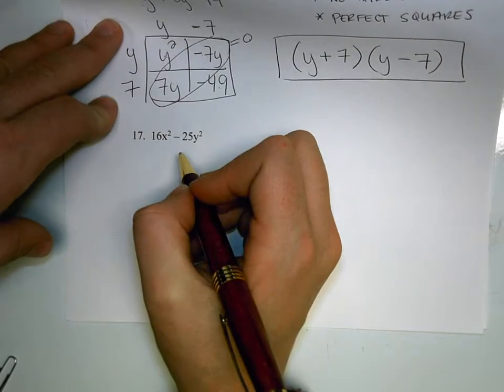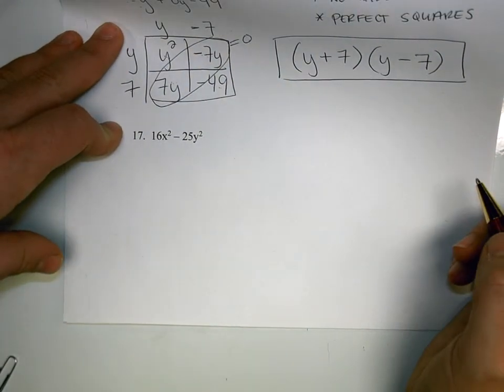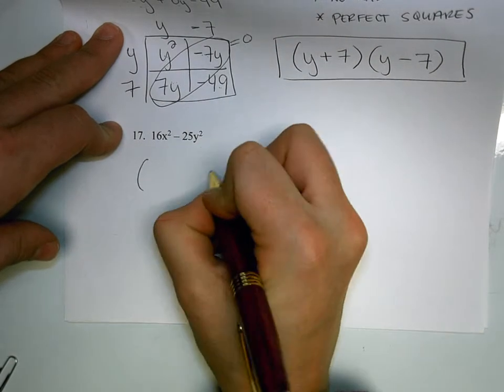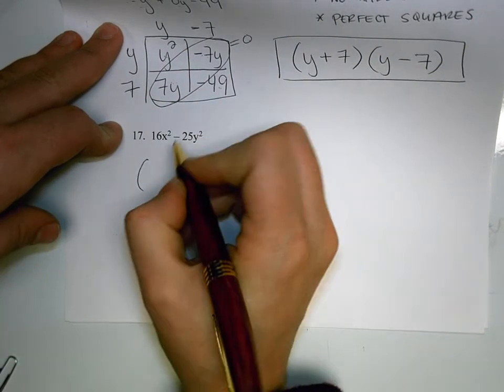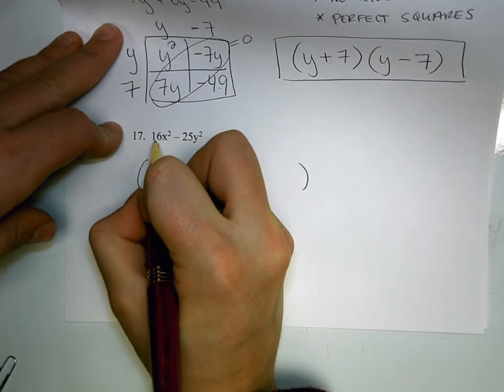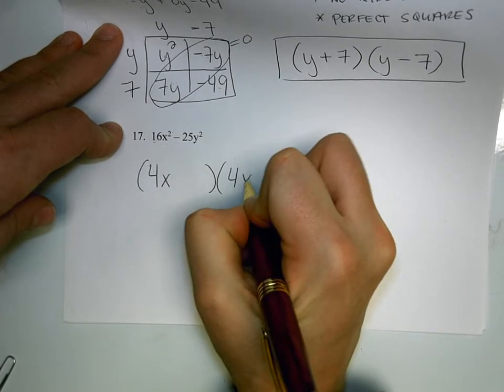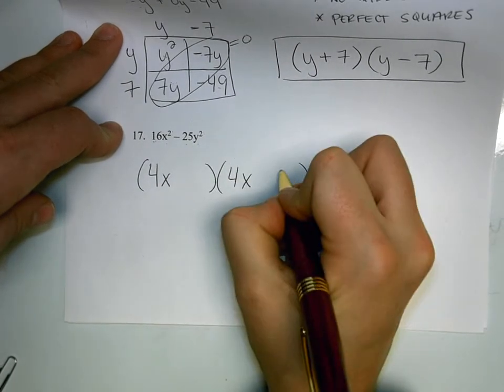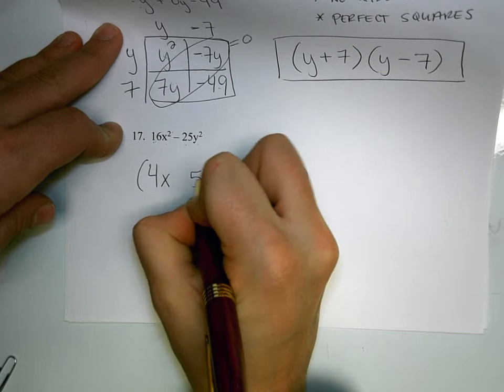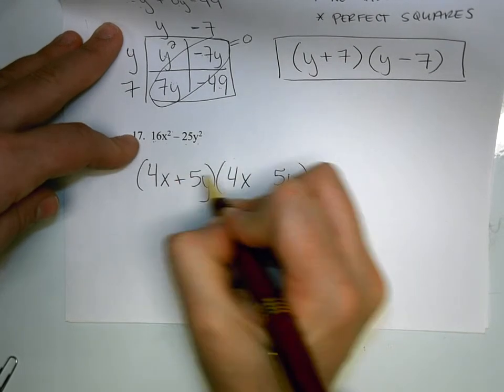The next one, also the same type of problem. So what I could do is just write these two terms. The square root of 16x squared is 4x. The square root of 25y squared is 5y. You need to make sure you have a y. And then one of them is going to be positive and one of them is negative.